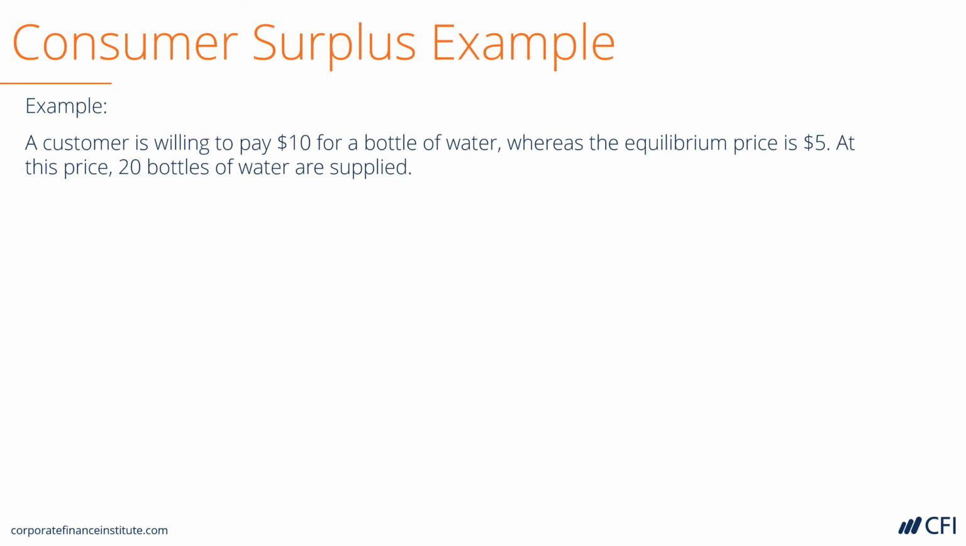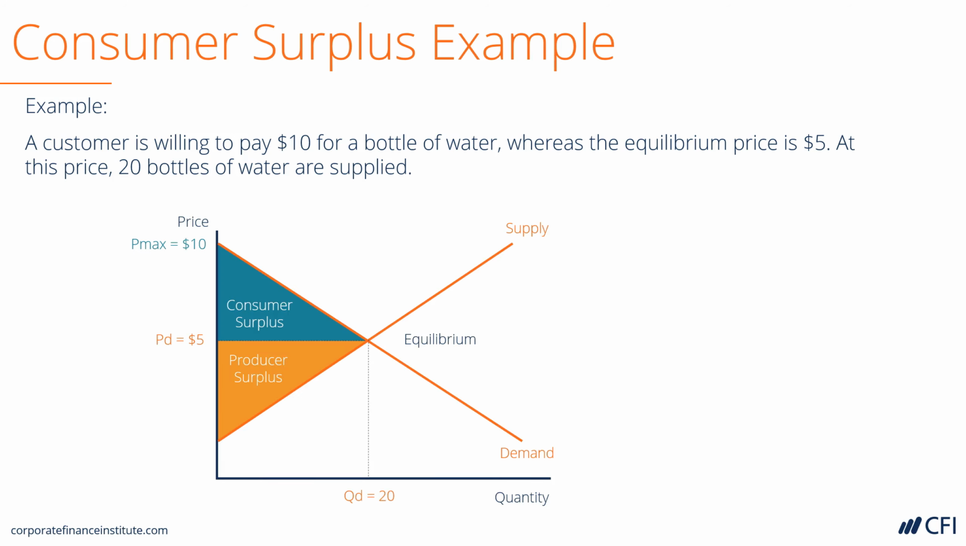Let's look at an example with some numbers now. A customer is willing to pay $10 for a bottle of water. The market price is $5, and 20 bottles are supplied in the market. So let's look at a graph of this equation. Maximum they're willing to pay is 10, market price is 5, 20 units are supplied.